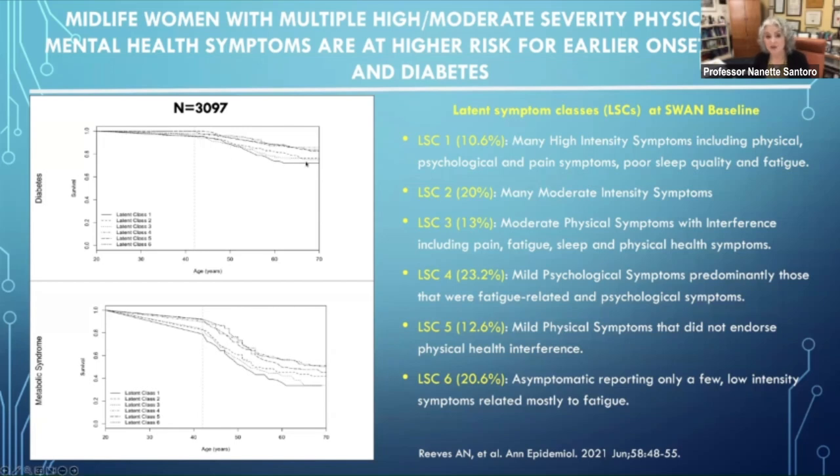You can see that fewer of these women were free of diabetes, fewer of those women were free of metabolic syndrome. So it's another sign to clinicians to pay attention to these symptoms and their severity, because they have meaning for future health. They need to be addressed.